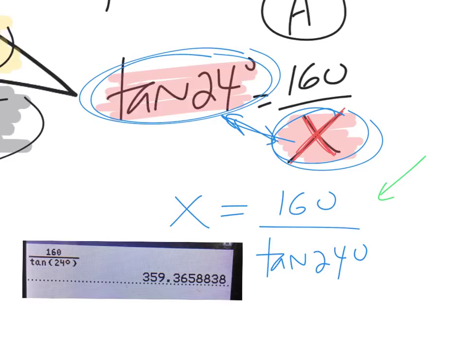Since I'm finding a side of the triangle, I'm going to round to the nearest tenth. So the 6 is going to kick the 3 up to 4. So 359.4.